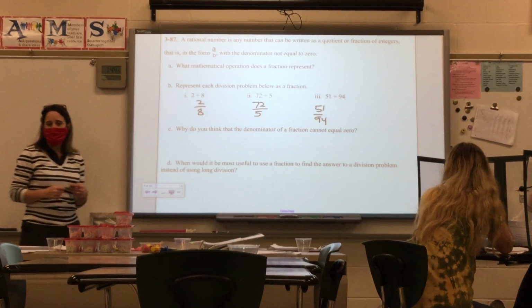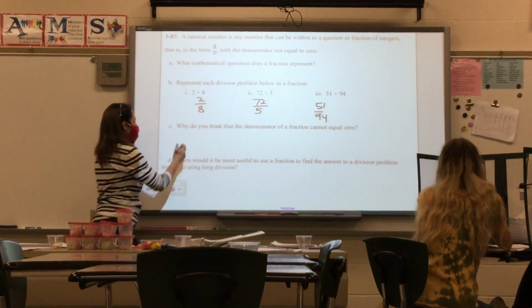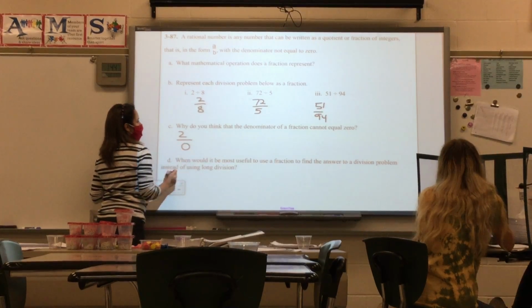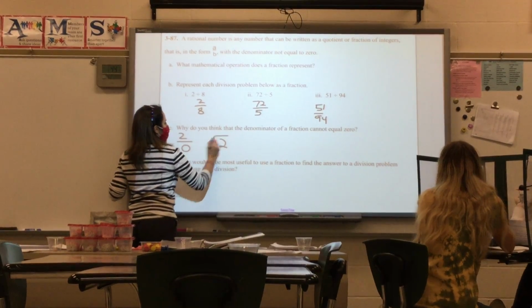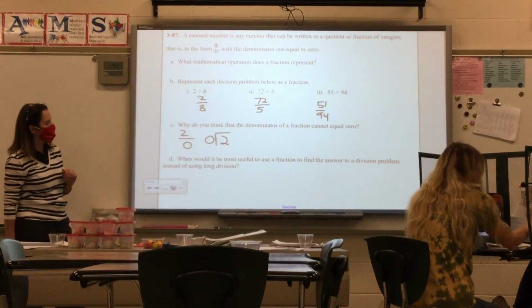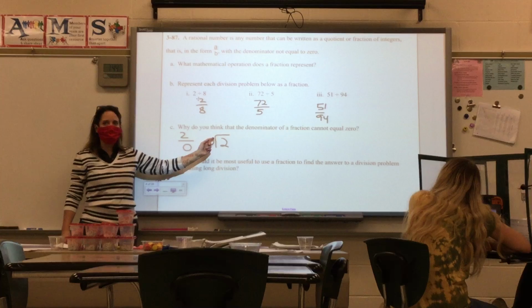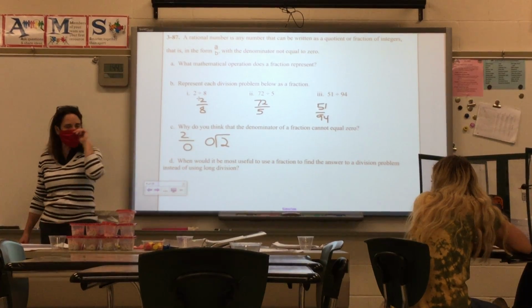That's how you write them as a fraction. Why do you think, ooh, this one is a tough one because you've never run into this? I think I know. Why do you think, so here's a division, a fraction cannot equal 0 in the denominator. Here would be 2 divided by 0, here's the same thing, 2 divided by 0. Team 1, what do you want to say?